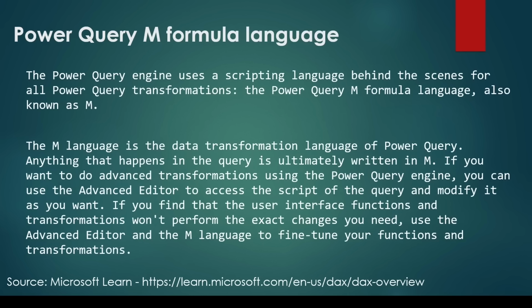What does Power Query use internally? Power Query uses a language known as M language, which is basically for the transformation. So the Power Query engine uses a scripting language behind the scenes for all Power Query transformations. The Power Query formula language is known as M. M language is the data transformation language of Power Query. Anything that happens in the query is ultimately written in M. So basically, if you're doing an operation, like a pivot operation, there is some M function which is getting executed, and then you're getting that.